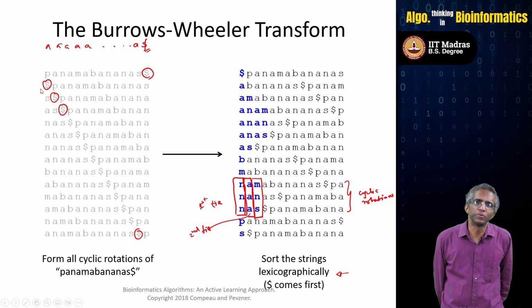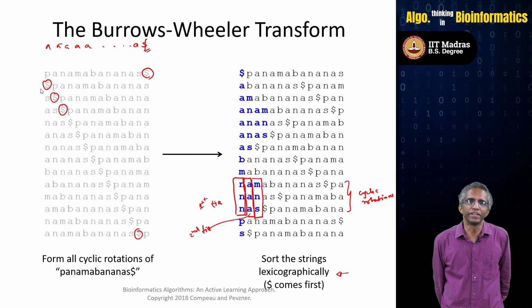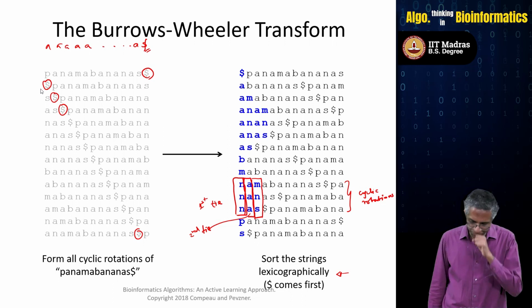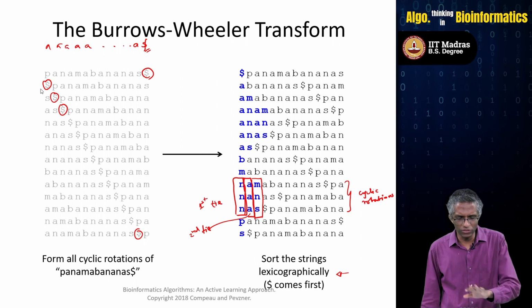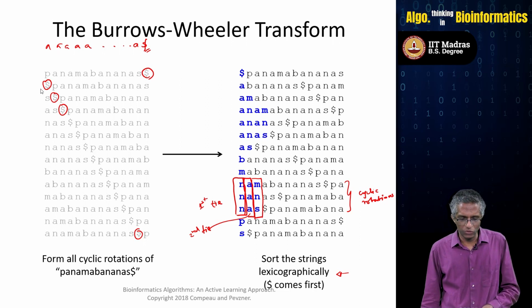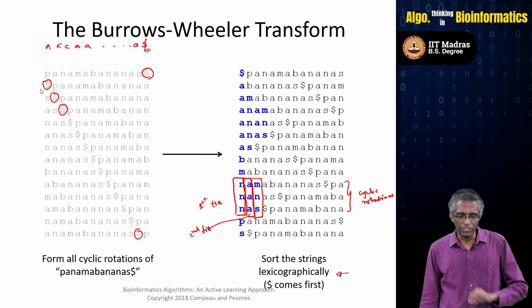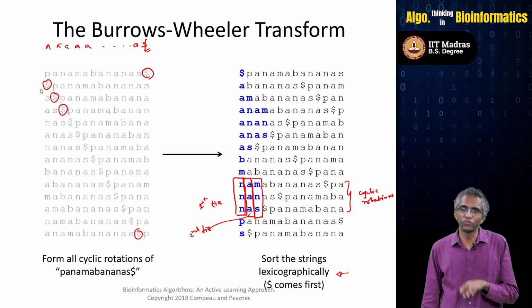I want you to think about it for a bit and then see if there are any questions. Okay. So this dollar serves that purpose as well, to make sure that all the different cyclic rotations are distinct. Okay. And then dollar always comes first. That is the convention we are going to follow.